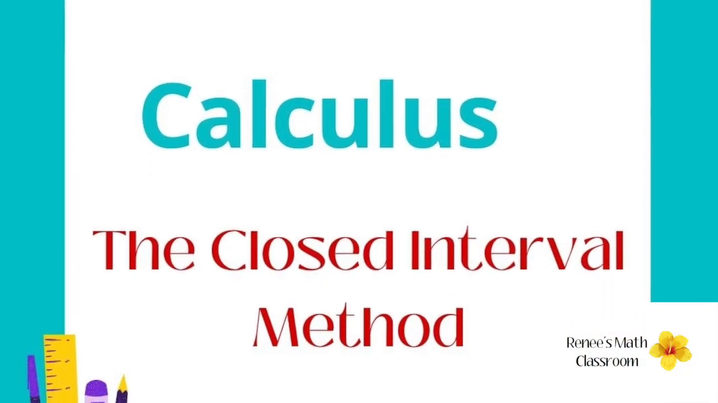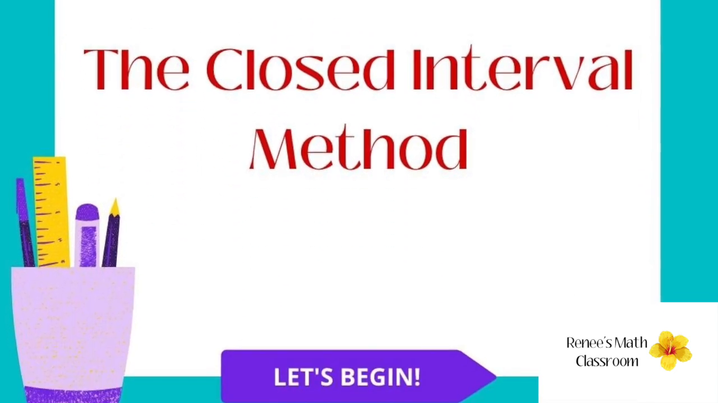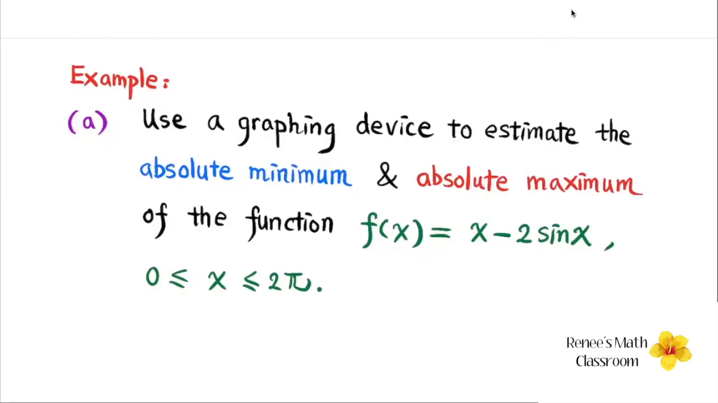Aloha! Today, we're going to continue to use the closed interval method to find the exact maximum and minimum values of a function. In this example, part A, we're going to use a graphing device to estimate the absolute minimum and absolute maximum of this function, f of x equal to x minus 2 sine x, where x is greater than or equal to 0 and less than or equal to 2 pi.